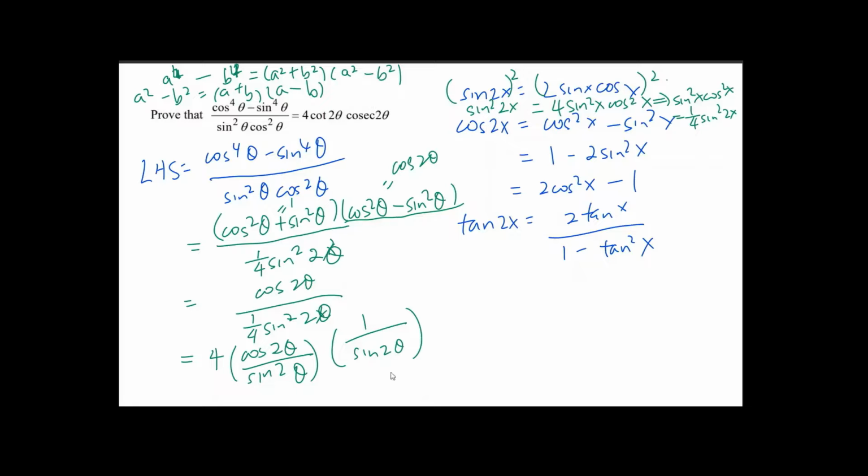The reason why I did this is because I need to show this. Cotangent 2 theta is basically equal to cosine 2 theta over sine 2 theta, and cosecant 2 theta is equal to 1 over sine 2 theta. So now I have reached what I need on the right-hand side. I have 4 cotangent 2 theta cosecant 2 theta, which equals the right-hand side, and therefore I have proven this identity.